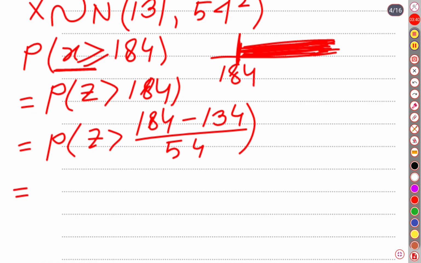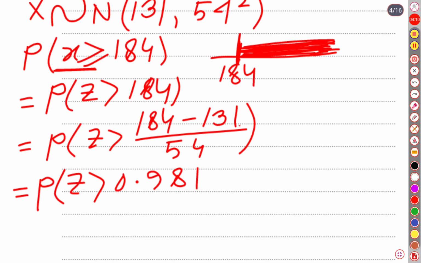Well, then the z-score is going to be 184 minus 134, not 134, it is 131, sorry. Here we will have to write 131, not 134. So let me write here 131. So 184 minus 131 over 54, our z-score is 0.981.